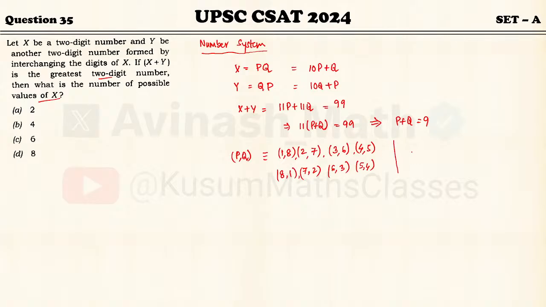So there are 8 combinations of p and q. So how many possible values for x? It is nothing but 8, right. There would be 8 numbers: 18, 27, 36, 45, then 54, then 63, then 72 and 81. There are 8 possible values of x. So this is a good question.